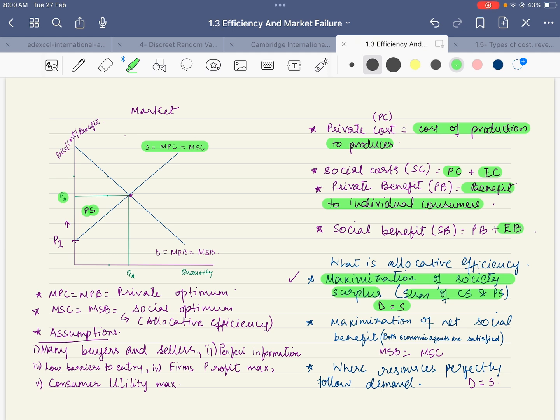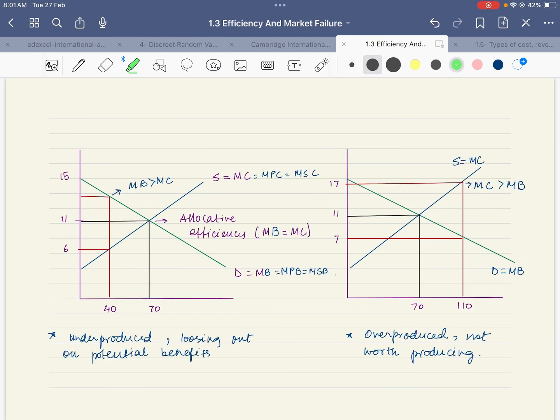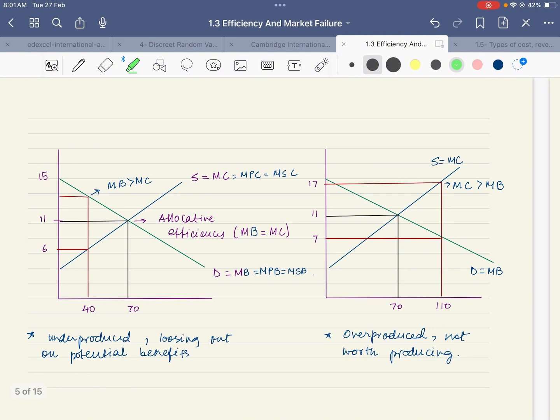In a perfect market condition, we have only two economic agents, the producers and the consumers. When benefit to both is maximized, the society and the economy overall is better off. Let's have a look at the second condition, or the scenario where marginal benefit to the society is equal to marginal cost. For example, the equilibrium price in this scenario is 11 and the equilibrium quantity is 70.